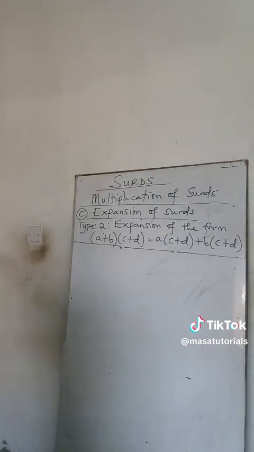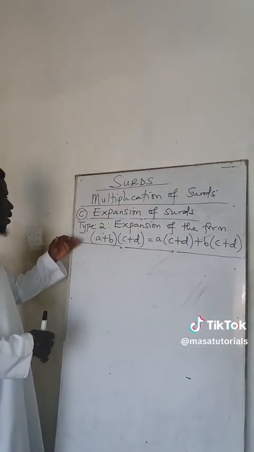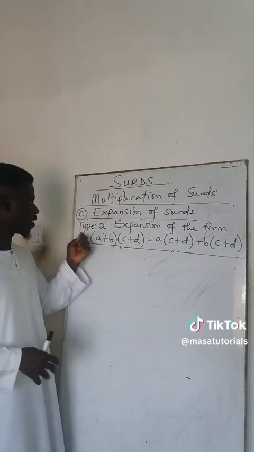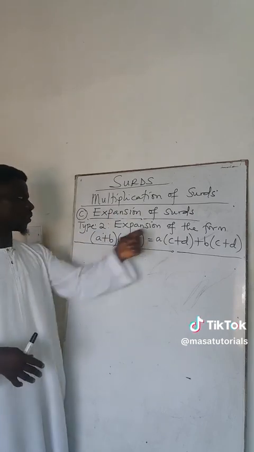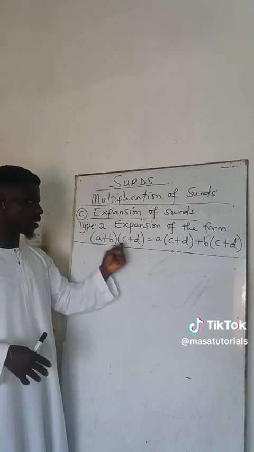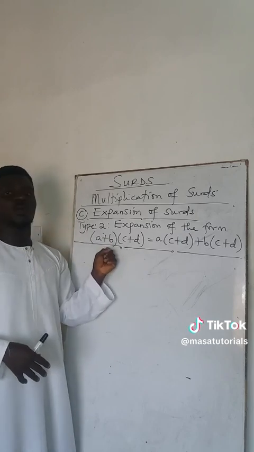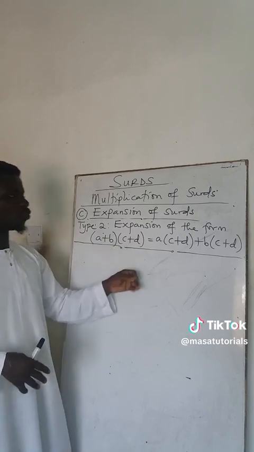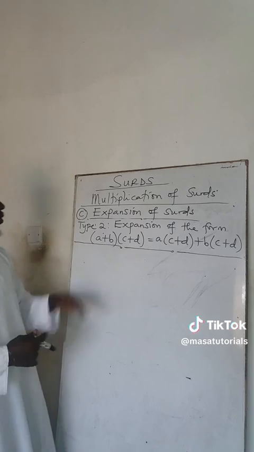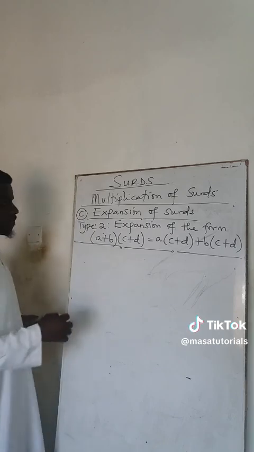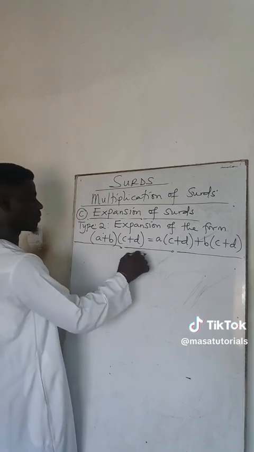Alright, so let's see the expansion of sets type 2. Expansion of the form (a plus b) times (c plus d). That's multiplication of two binomials, and we have this. So we'll be using the same idea. So let's start with examples.